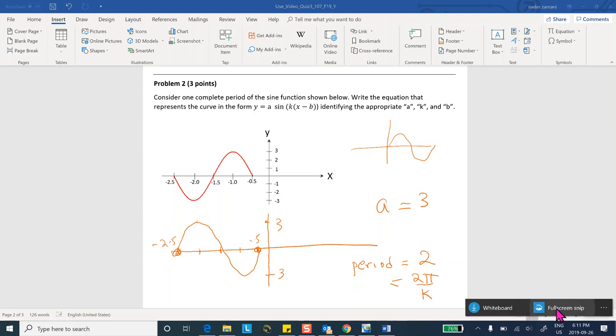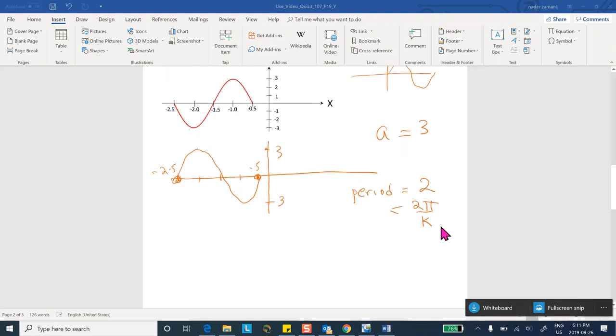And immediately we get k equal to pi. So the period of that function is pi. All right. Now what about the phase shift?